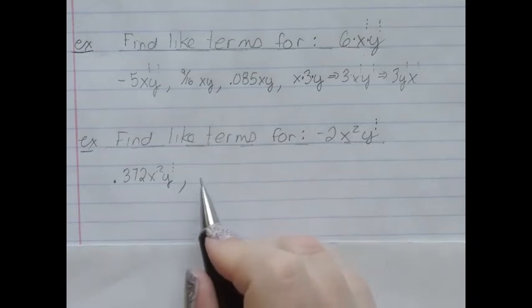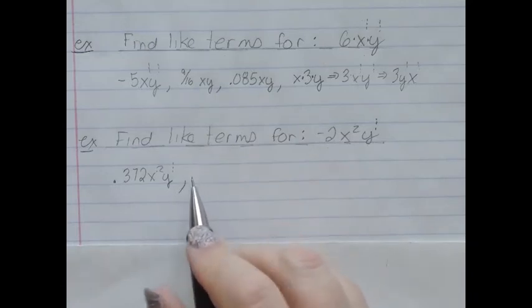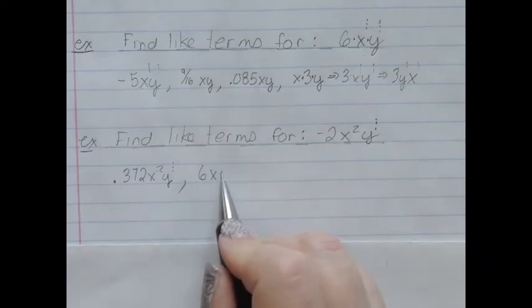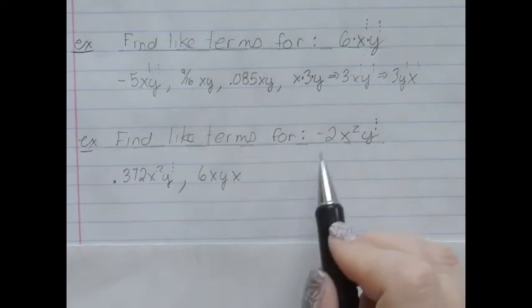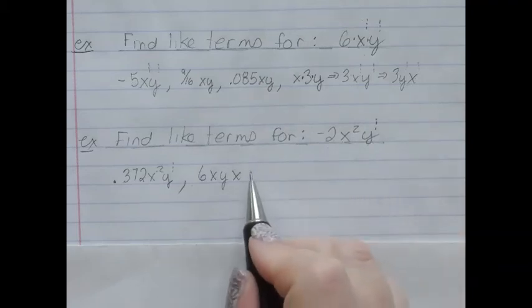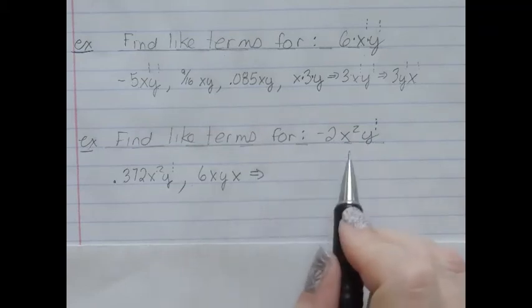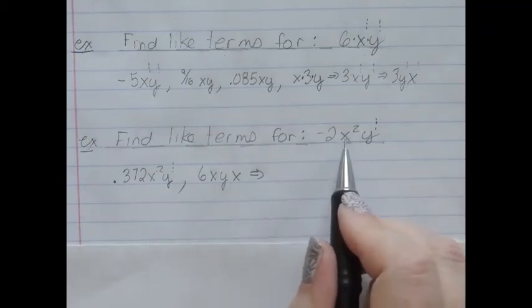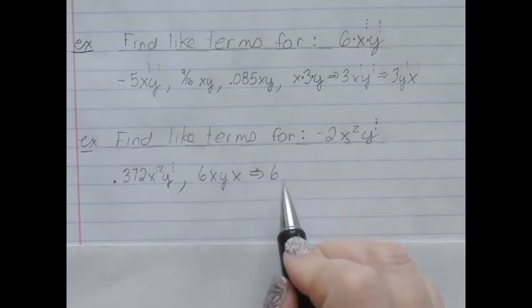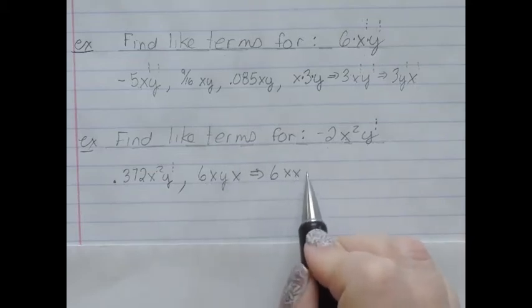Could I have also this as a like term? So this is going to be the question. Is 6xyx the same thing as x squared y? Well, let's rearrange this. This had x squared, and then it had the y second. So let me rearrange this so that I have the 6, then I put the x's here, and then the y.